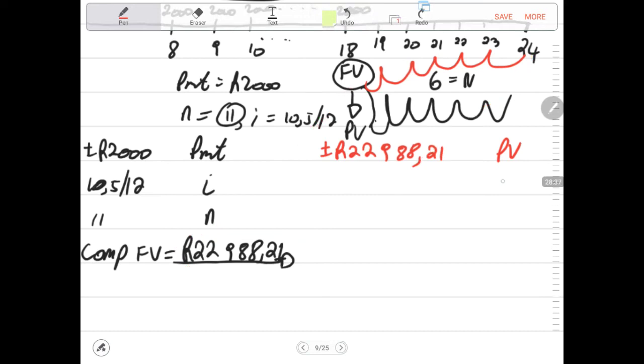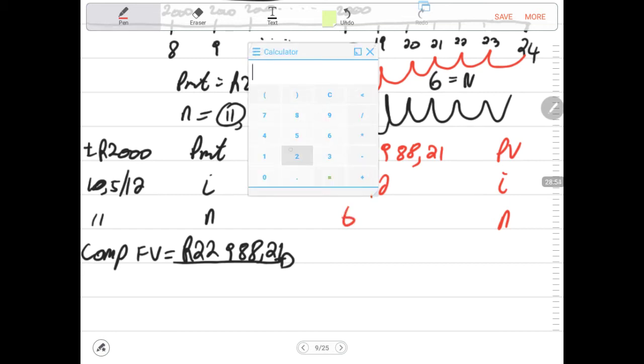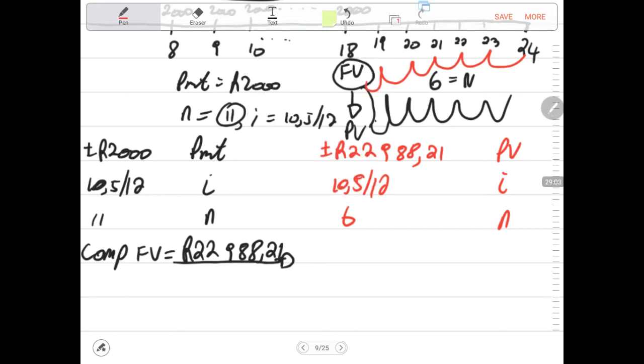Then our interest rate has not changed. It is still 10.5 divided by 12. Every month interest will be added for the next 6 months. Then our N will be 6. Remember that 6 comes from 24 minus 18. That means it will start earning interest from month number 19, so we exclude 18 but we include 19. Then we compute the future value.